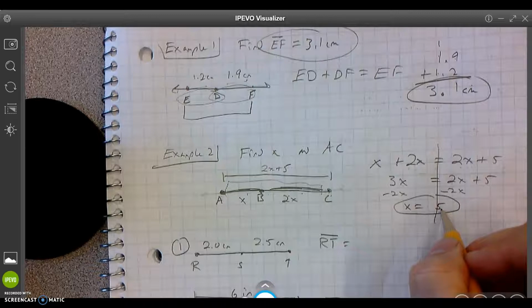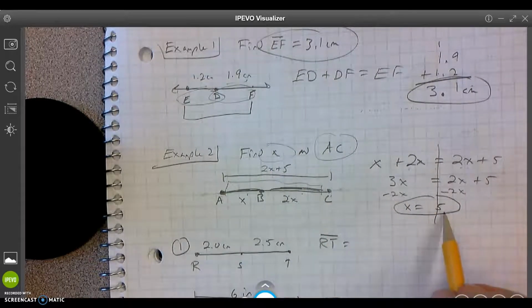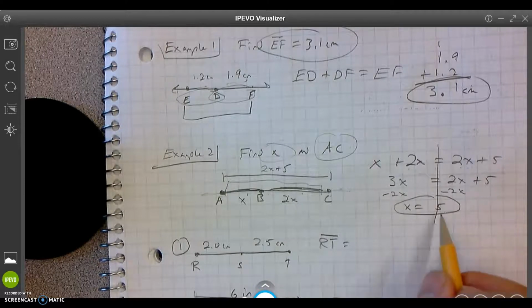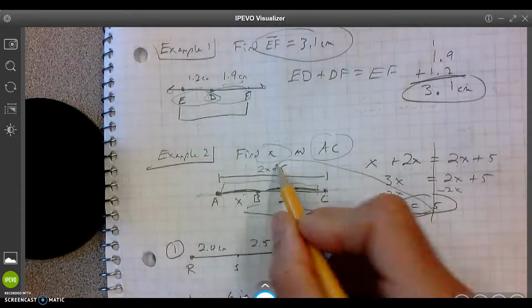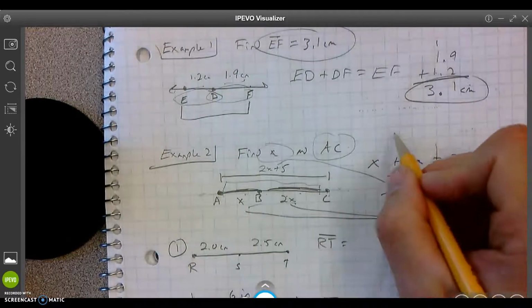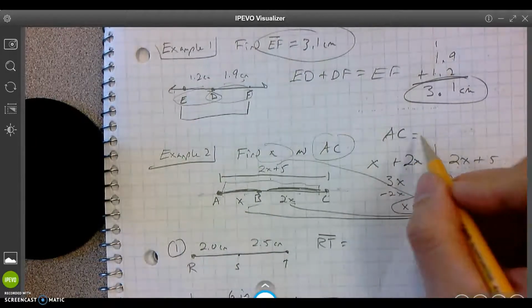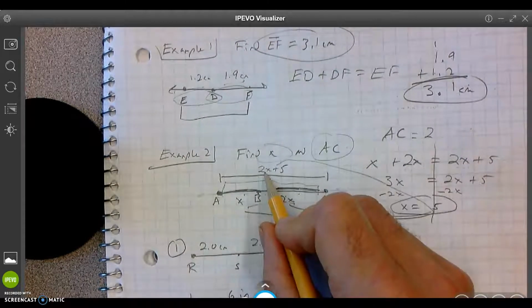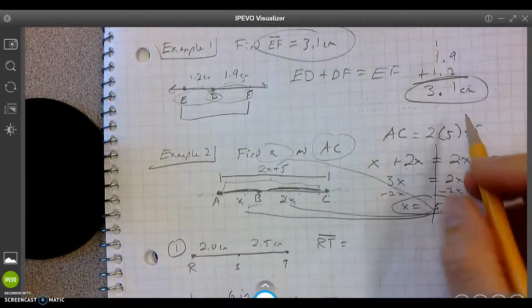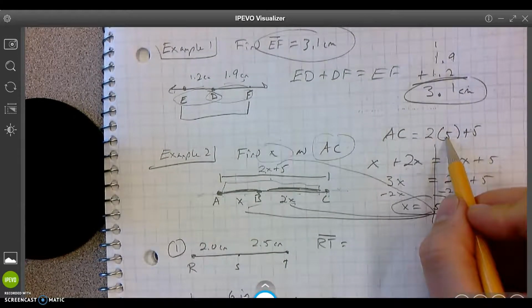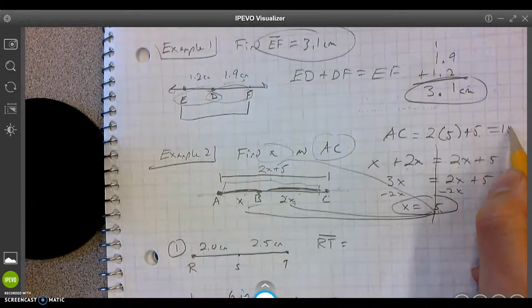No. Because guess what we gotta find? We gotta find AC. So we got x, we gotta find AC. We ain't done yet. Okay, so I can do two things. I can put 5 in here and add those up, or I can put 5 in here. Doesn't matter. So let's put, in the top one, let's do one step rather than two. I always like doing that. So AC is 2, not X, because X is 5, plus 5. So 2 times 5 is 10. 10 plus 5 is 15.